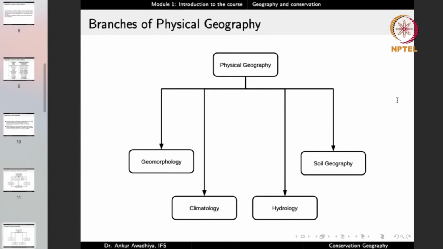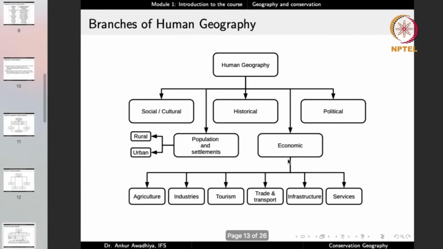Now, if you look at each of these branches, we will have certain sub branches or sub fields of study. So in physical geography, we study things like geomorphology, which is the study of the earth forms. We have the field of climatology, which is the study of climates. We have hydrology, the study of water. We have soil geography, the study of areal differentiation in soil.